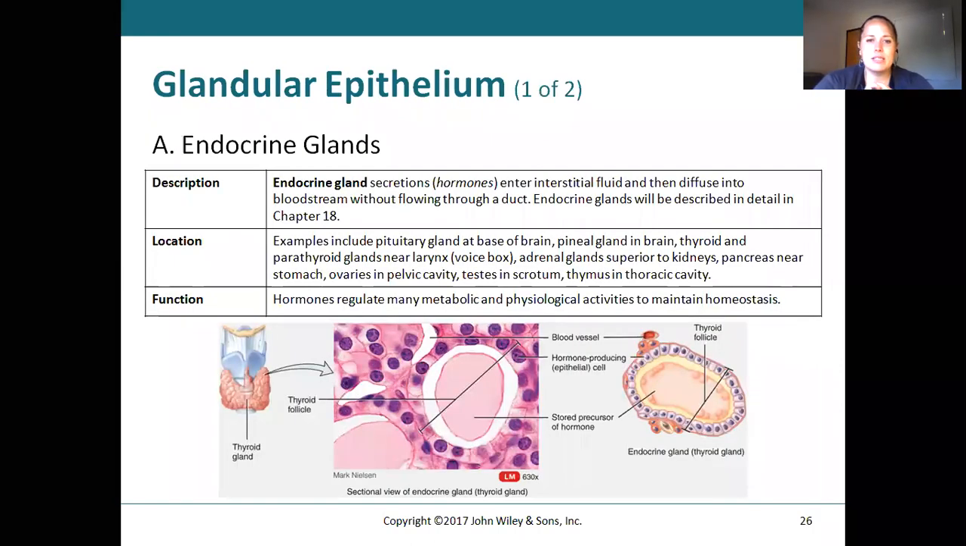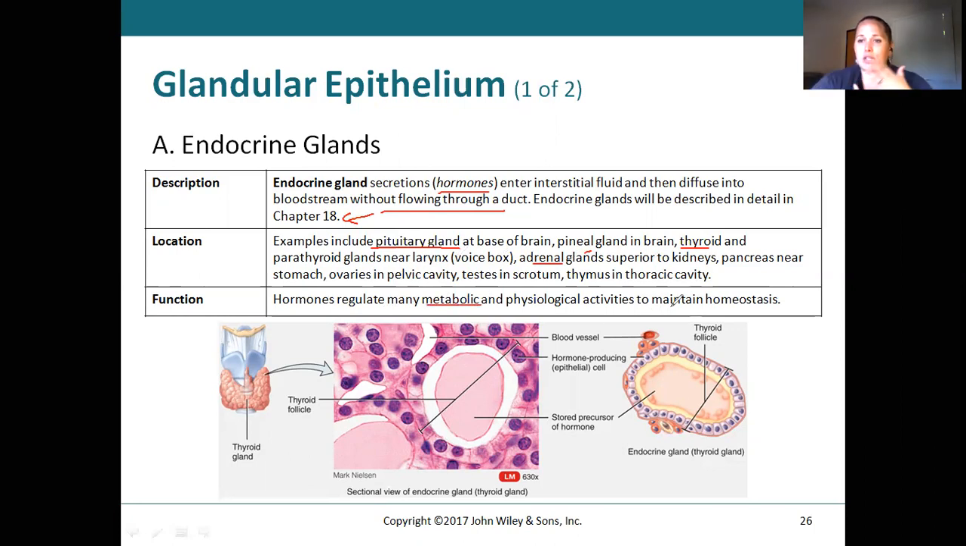Okay, so endocrine glands, like we said, secrete hormones. The advantage of hormones is that they're a signaling molecule that diffuse and flow without a duct. They'll be described far more in depth in chapter 18. We'll hopefully get there-ish. But the pituitary gland is a great example of a gland that's located in the brain. The pineal gland, the thyroid, and these are all glands found within your body that send these long-term signals that mediate things like metabolism or growth. Then there are the adrenal glands by the kidneys, and the pancreas near the stomach. These hormones regulate many metabolic and physiological activities that maintain homeostasis.